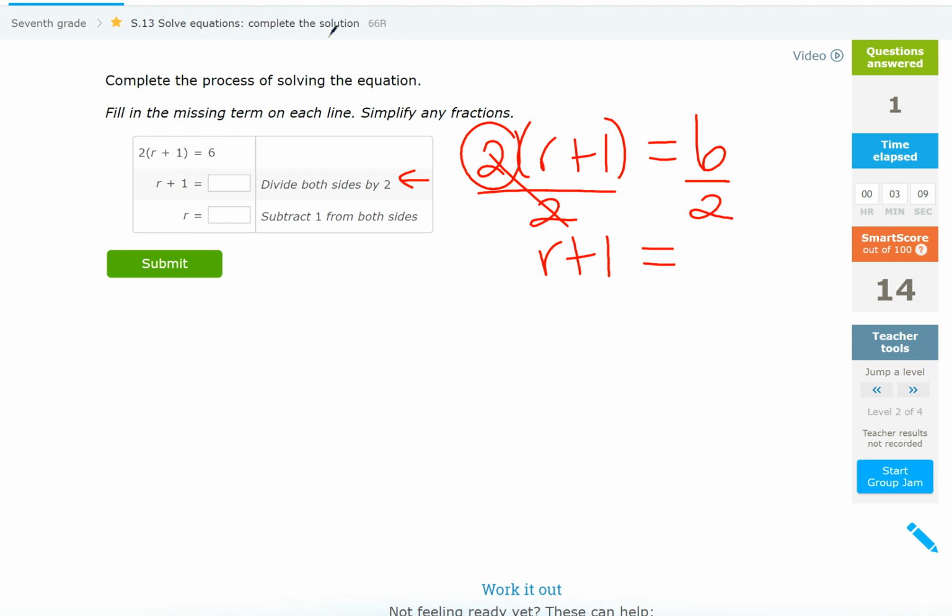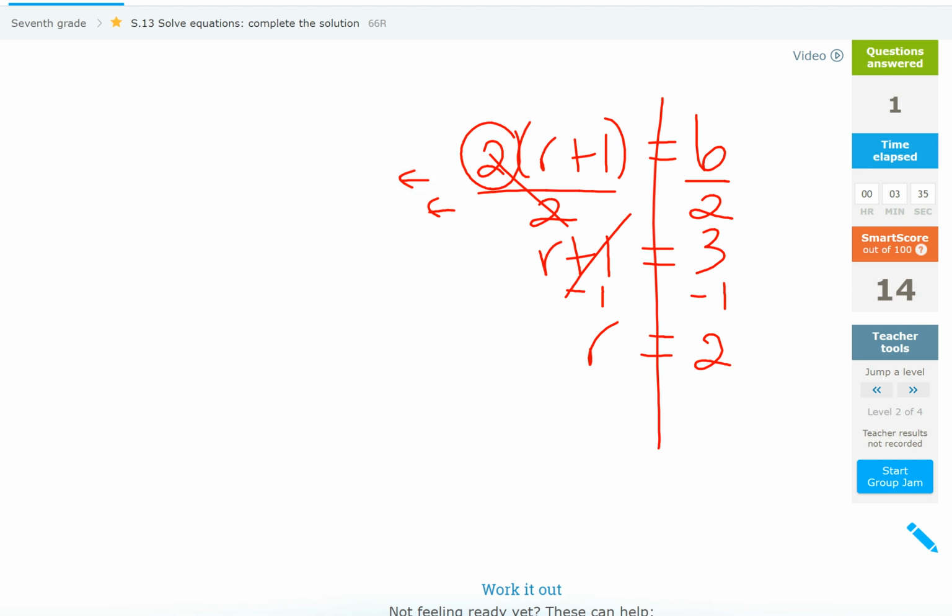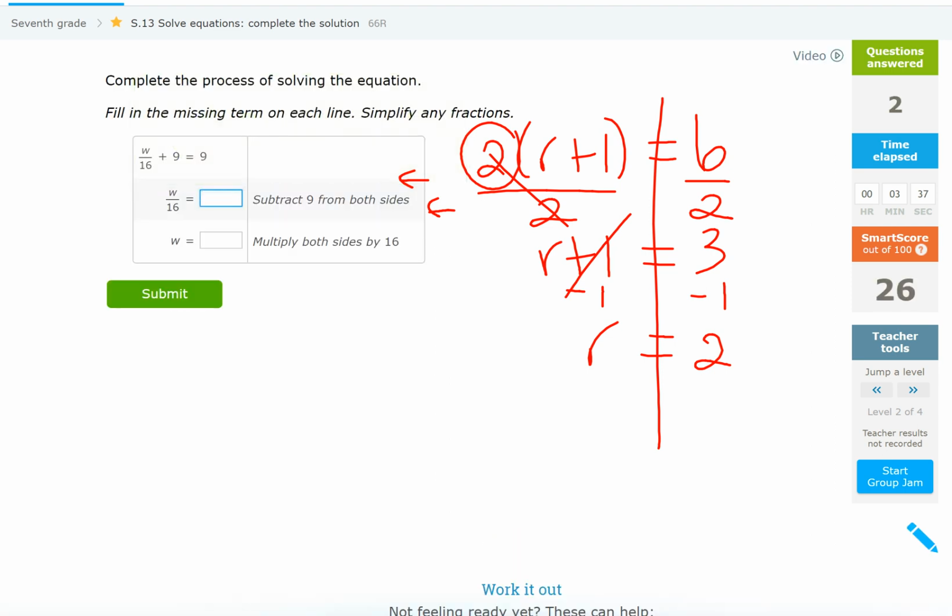So r plus 1 equals 6 divided by 2, which is 3. Then they remind you to subtract 1 from both sides. When I subtract 1 from both sides, those cancel. R equals 3 minus 1, which is 2. So after we divided both sides by 2, we saw that r plus 1 was equal to 3. And after we subtracted 1 from both sides, we saw that r was equal to 2. And if we follow the directions that they give you, it's no issue.